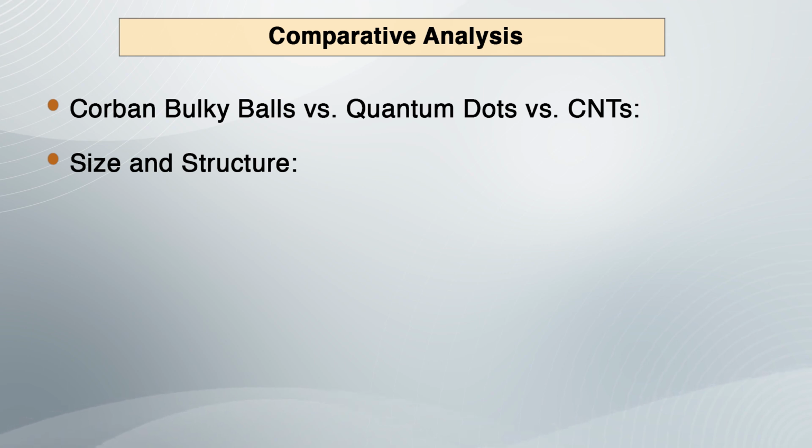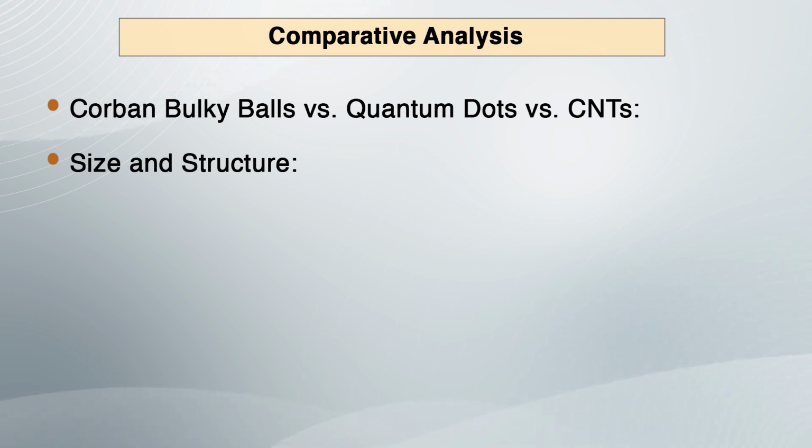nanoparticles composed of carbon, ranging from nanometer to micrometer size. Their spherical shape and high surface to volume ratio give them unique properties suitable for specific applications such as environmental remediation and catalysis. Quantum dots are nanoscale semiconductor particles ranging from 2 to 10 nanometers. They exhibit size dependent optical properties due to the quantum confinement effect, making them valuable in imaging and display technology.